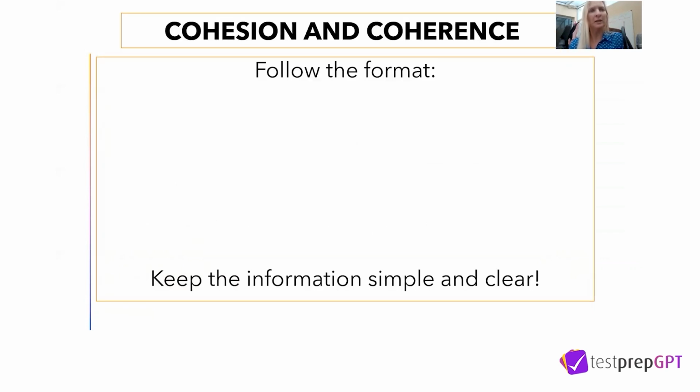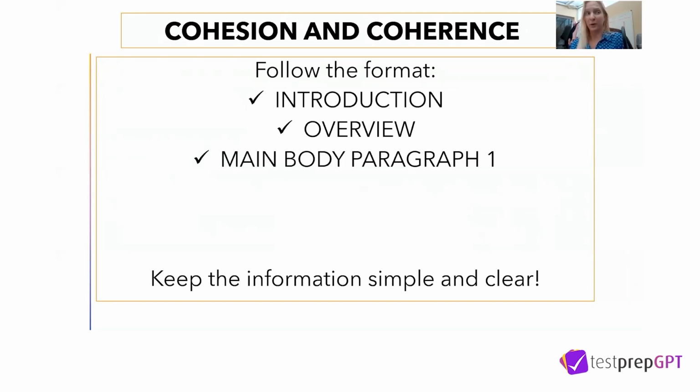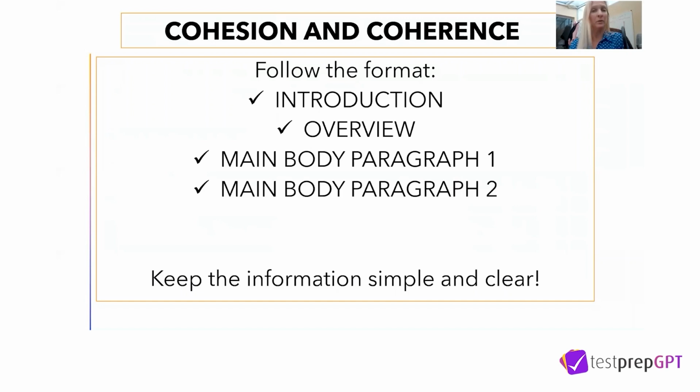So in terms of cohesion and coherence, follow the format. Maintain a clear introduction, a nice overview, about 2 to 3 sentences, main body paragraph 1, main body paragraph 2, no conclusion. That's it. A very clear format. And again, group your information. Make sure that each paragraph covers a specific point. Don't convolute your information. Just keep it clear and keep it simple. And that's pretty much it.